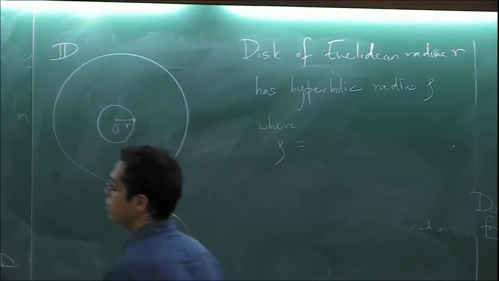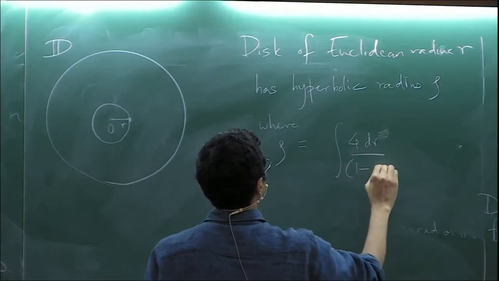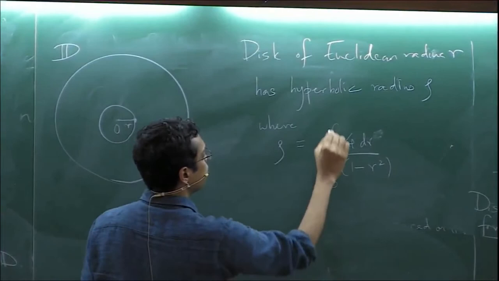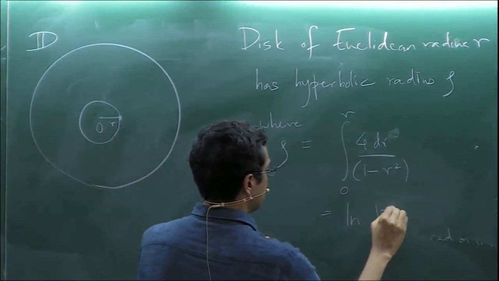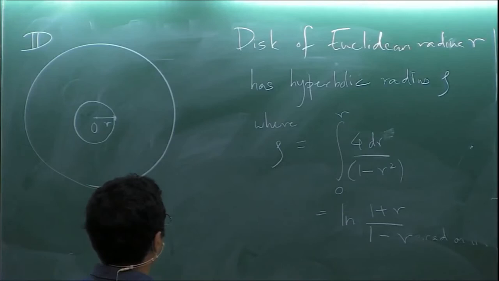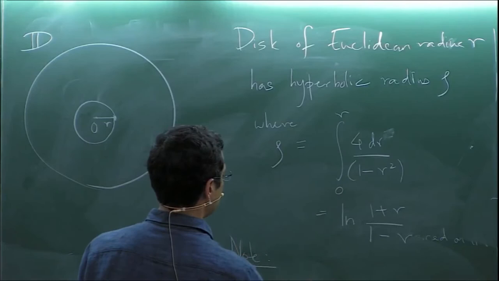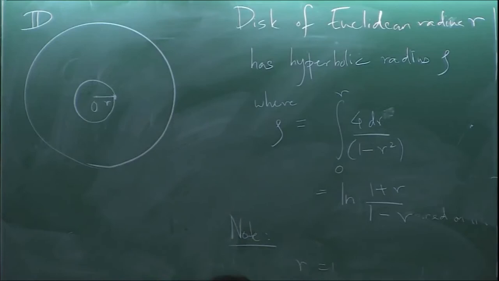You have to look at something like this. You have to integrate something that looks like this from 0 to R. And what you get at the end of the day is how this hyperbolic radius and Euclidean radius are related. In fact, you can turn this around. Note that this R in terms of rho is just tanh of rho by 2. Okay, so this is just tanh of rho by 2.